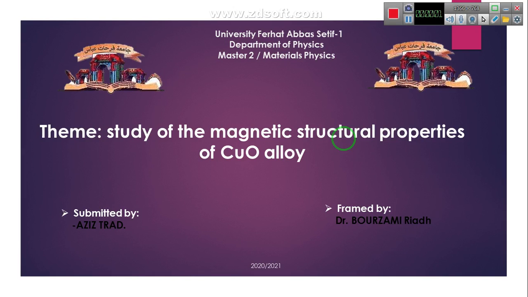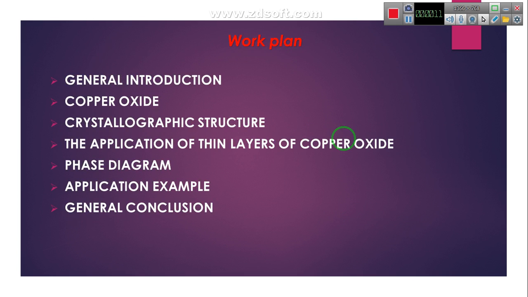Sir, I have the honor to present to you the summary of my work entitled "Study of the Magnetic Structural Property of CuO". Here is my work, containing the following.